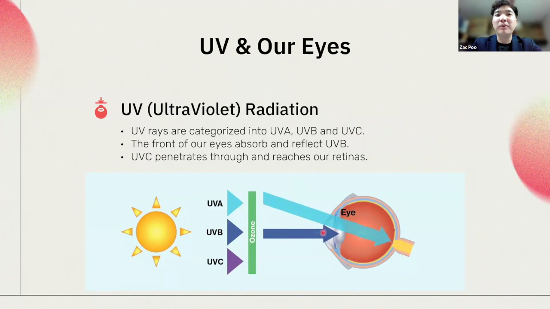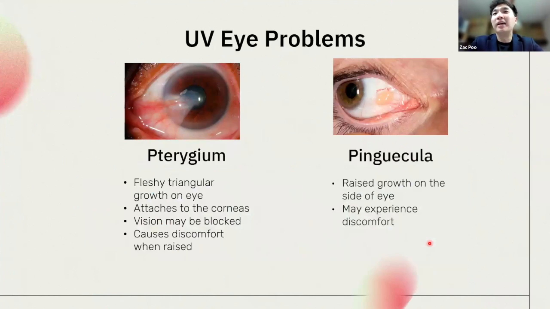UVB will be absorbed by the front part of our eye up to our lenses, and UVA will penetrate through and reach our retina. These two types of UV will cause different types of eye diseases. Pterygium and pinguecula are usually formed due to UV radiation or UV exposure. These are the things that you may see for people who have these two eye diseases.